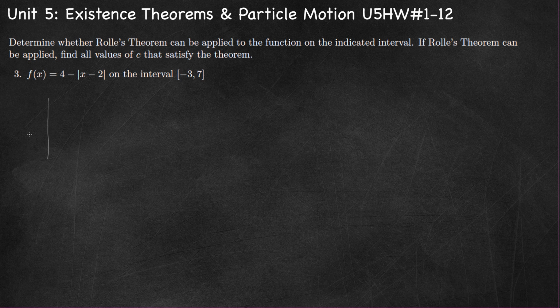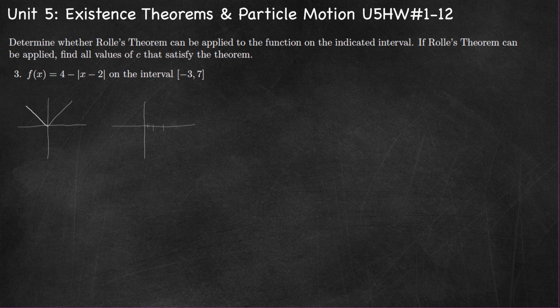The parent absolute value function, just f of x equals absolute value of x, looks like this. It has its vertex at 0, 0. It's got a slope of 1 on the right, negative 1 on the left. So if we think about the graph of our function f of x in terms of transformations, this is shifted 2 units to the right.